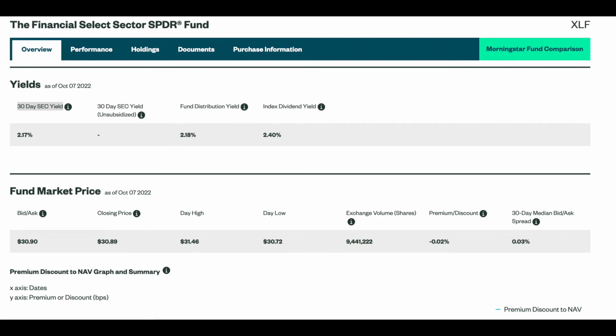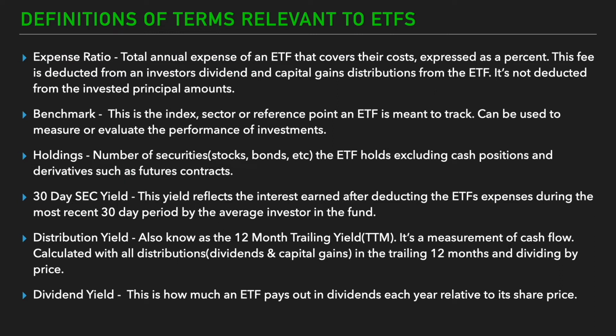And then you'll also see sometimes the distribution yield right there, right next to it, underneath it, on top of it, right around that area. And the distribution yield is also known as the 12-month trailing yield, the TTM. That's 12 months trailing yield. It's a measurement of cash flow. Now, it's calculated with all distributions, dividends, and capital gains in the trailing 12 months and then divided by price. So that's the calculation for it. All distributions, dividends, and capital gains in the last 12 months divided by price. So the distribution yield is something you definitely want to pay attention to as well, to get a sense of what's going to be kind of your return when you're holding this ETF.